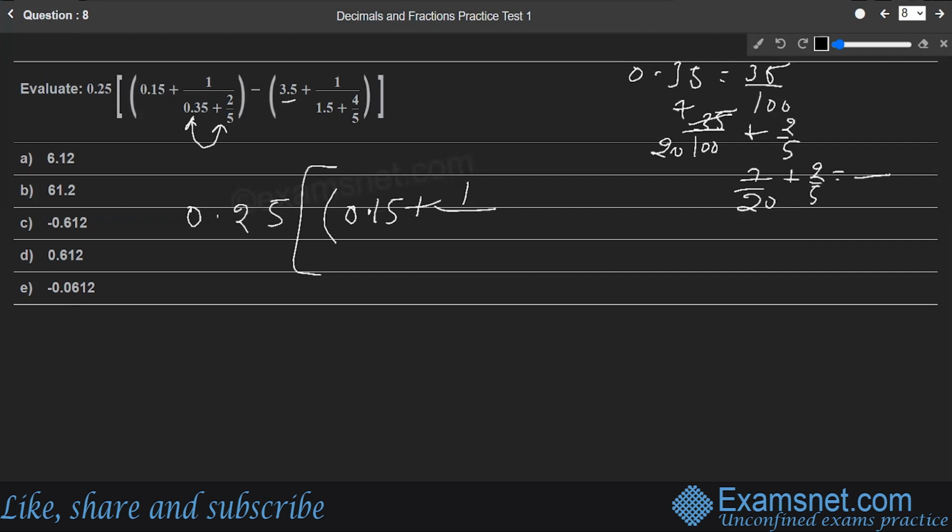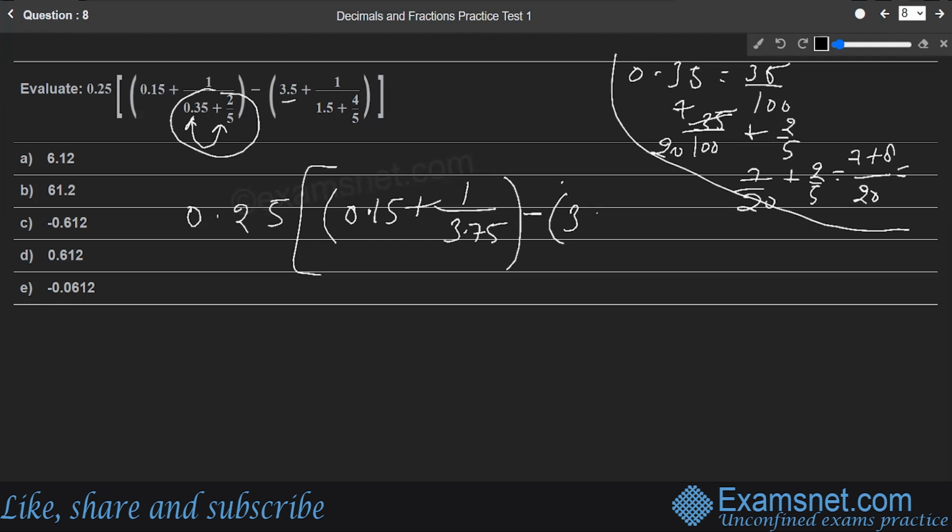If we solve this further, 20 being the LCM, it's going to be 7 plus 8, that is 15 by 20. It is nothing but 3 by 4. And this 3 by 4 can be written as 0.75. So the complete denominator can be written as 0.15 plus 1 over 0.75. Okay. Similarly, the next fraction can also be solved in rough, and then it can be replaced in the original expression. The next part of it is 3.5 plus 1 over 1.5 plus 4 by 5.